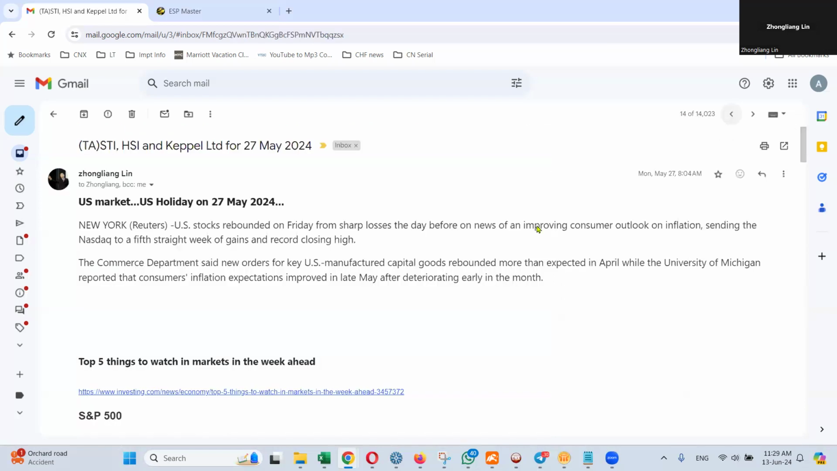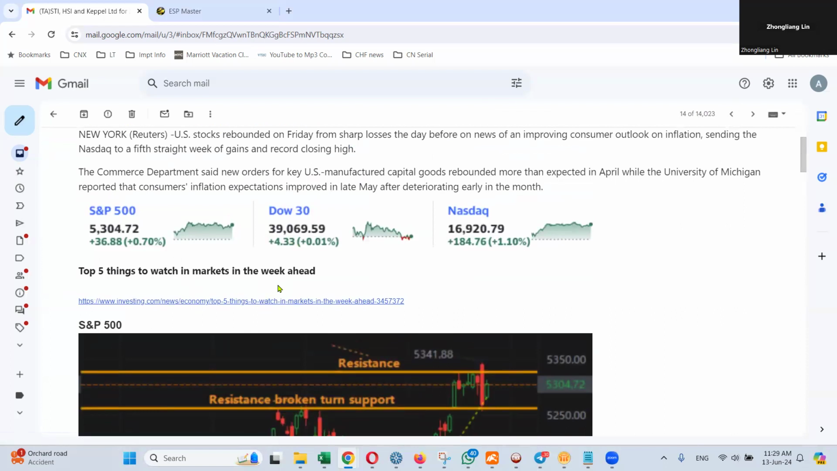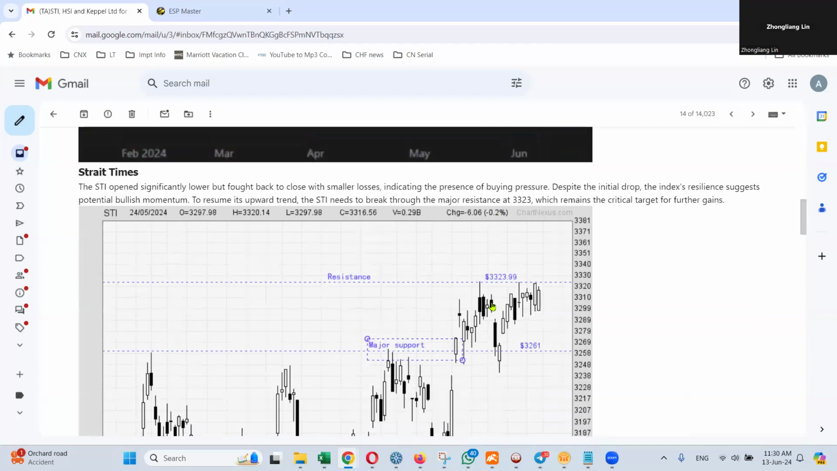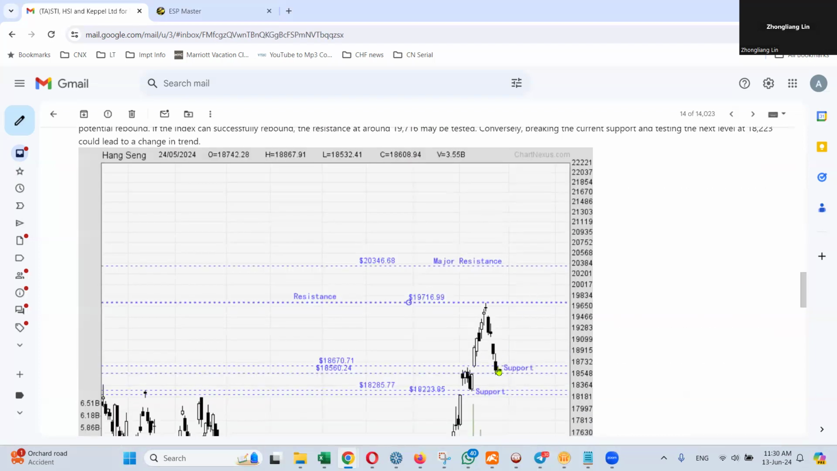Okay, next, US holiday, but things to watch ahead. So I always begin the week highlighting the key things to look out for the rest of the week in the US market, which will affect the movement of the Asian market. Here you can see the rebound from the support happens, and this, like I said, is crucial for S&P 500 to maintain its uptrend. And STI managed to hold steady just below the resistance level. And Hang Seng continued lower to hit its support level.